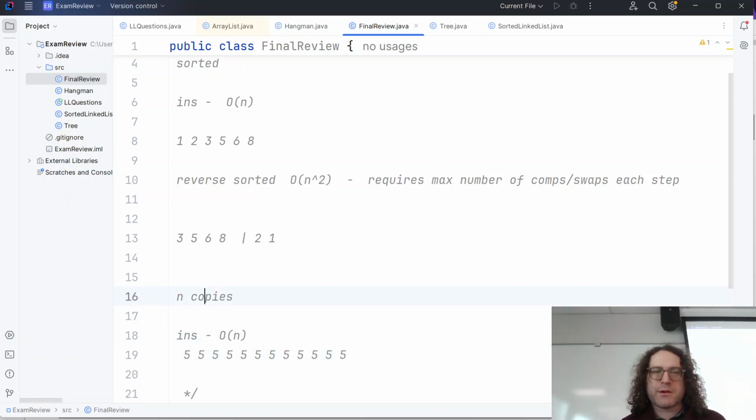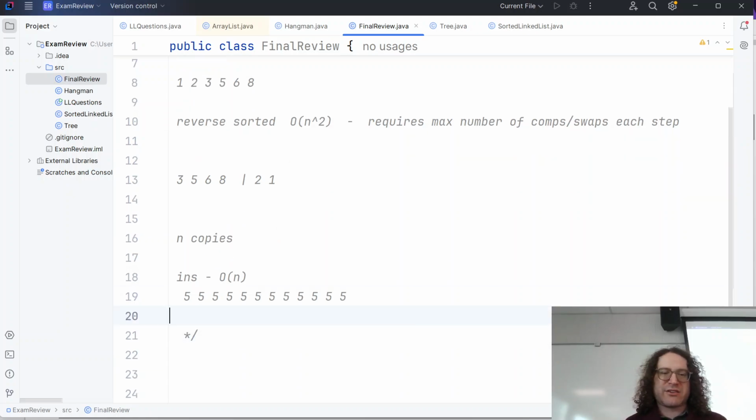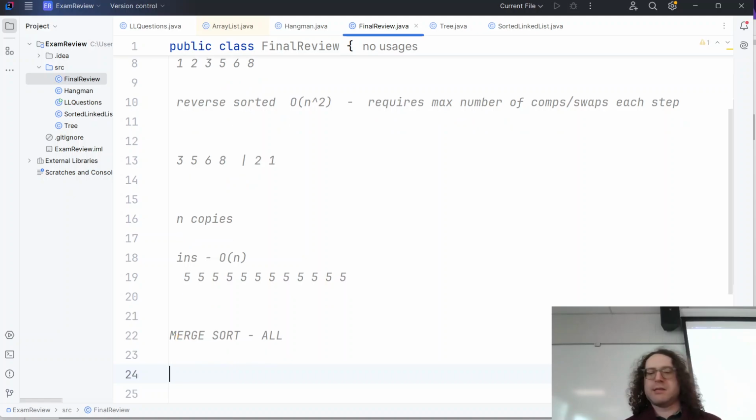Now for merge sort, this is actually a lot clever. For merge sort, this is actually easier, because we can say for all of them, it takes O of n log n, because merge sort doesn't care about the configuration of the array.